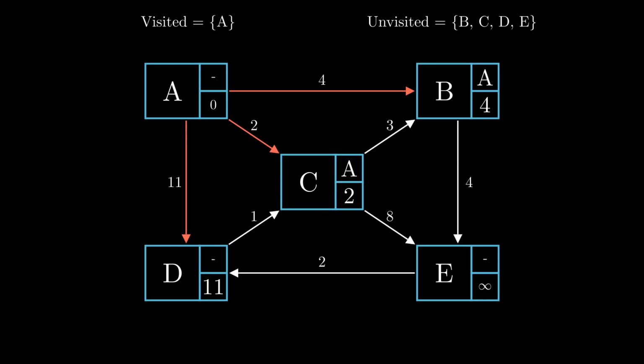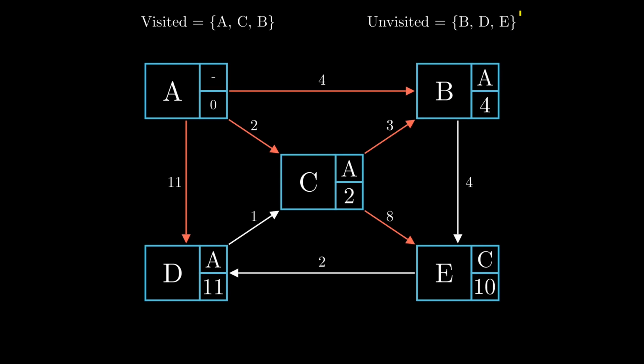Now we've gone everywhere from A, so we need to visit the next node, which will be C in this case, as it has the smallest current distance. From C, we go to E. 2 plus 8 equals 10, which is less than infinity, so we put that in the box and change the previous to C. To go to B, 2 plus 3 equals 5, which is greater than 4, the current shortest distance, so we don't change anything.